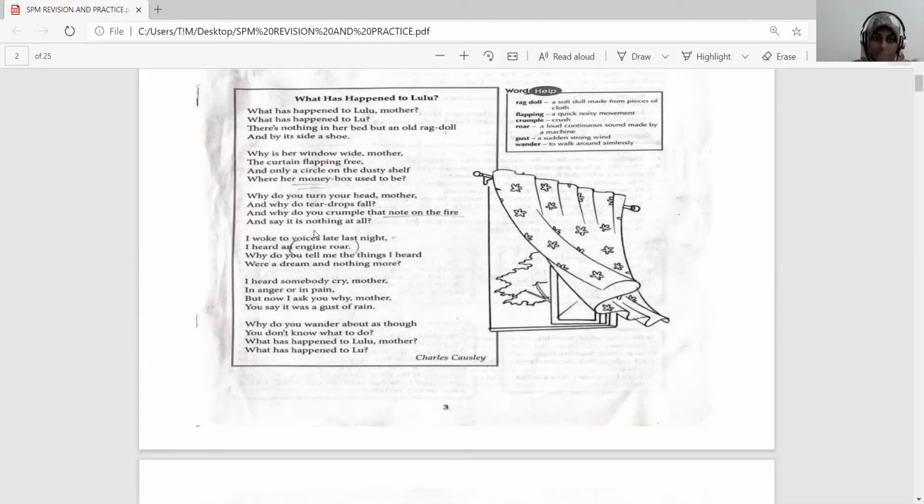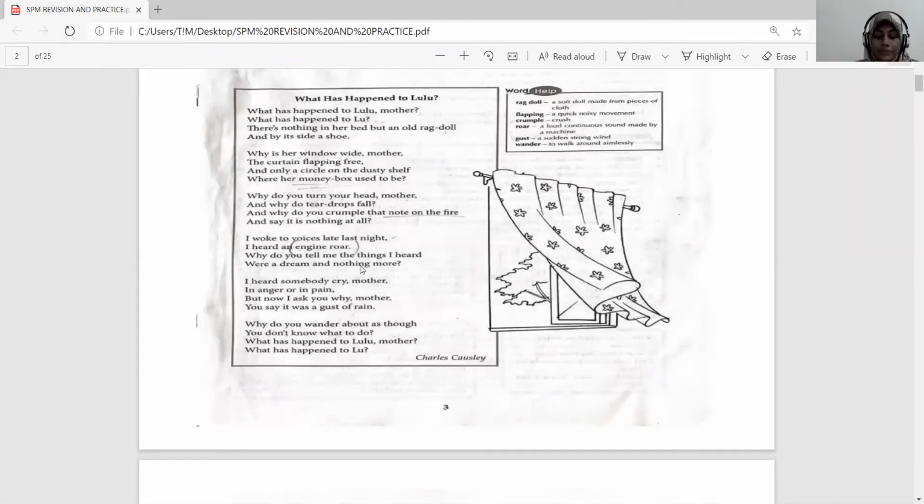Okay, when she starts crying, at the same time she doesn't want the little child to realize that she's crying, right? Because the child might still not understand what is going on. Kids are very sensitive, very gentle, they are easily broken, right? So she doesn't want to tell anything to the little child, so she quickly crumples the note on the fire, right? Okay, and says that it was nothing at all, right? So she denied. She denied means she didn't tell what actually happened.